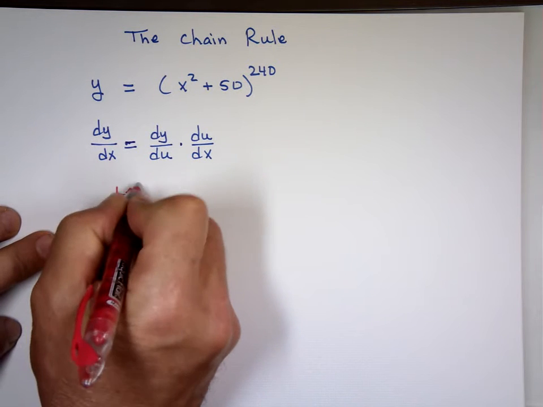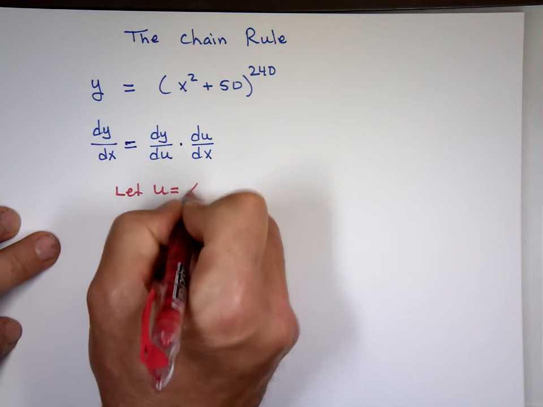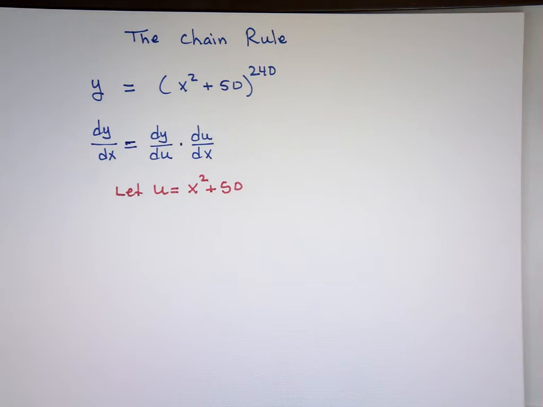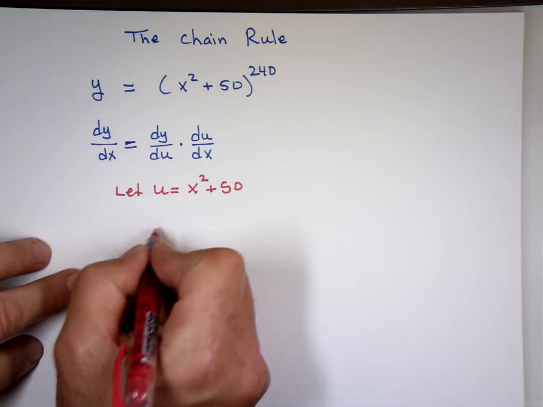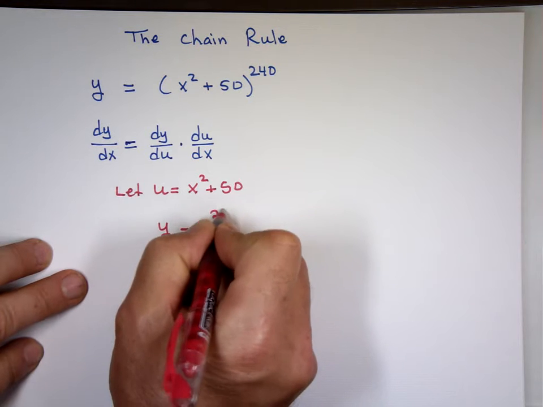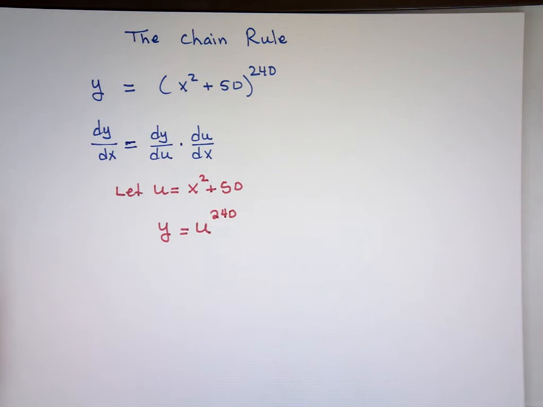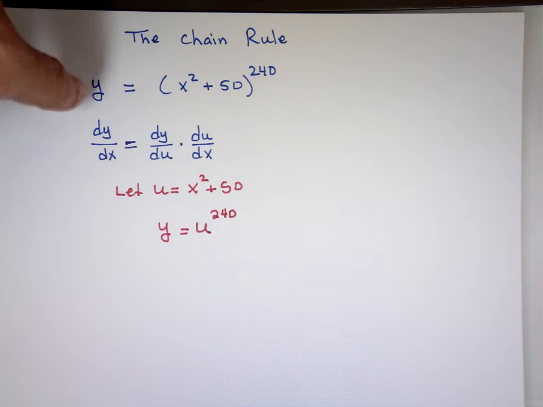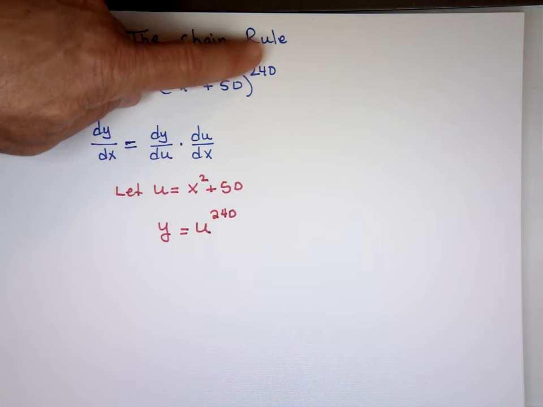Let u equal x squared plus 50. If you do that, then you can take y and write that as what? u to the power of 240. Do you agree with that? If you let u equal what's inside of this, x squared plus 50, then I can write y equals, in place of this, u to the power of 240.